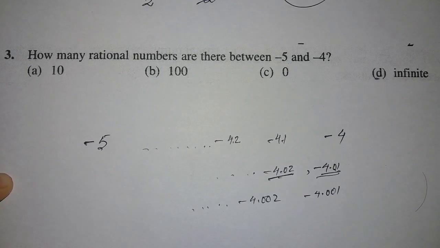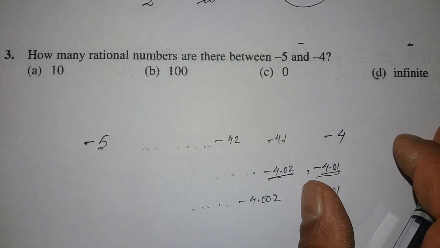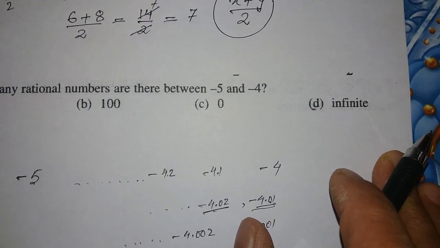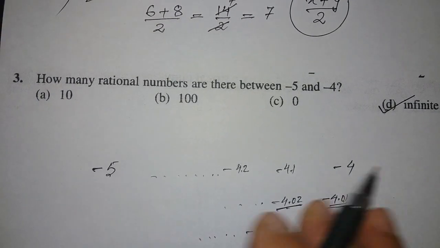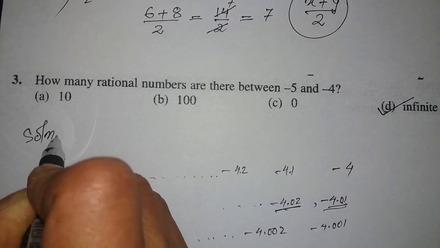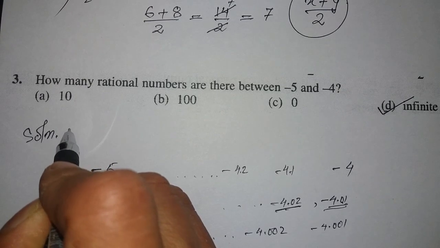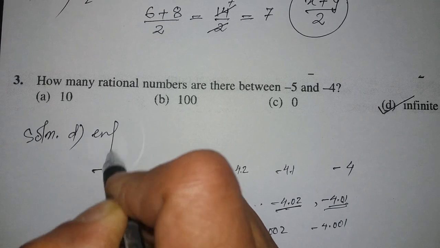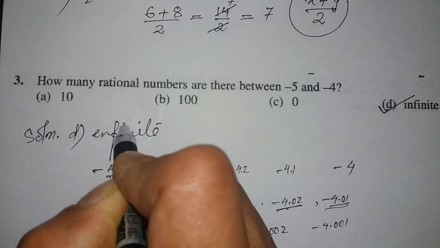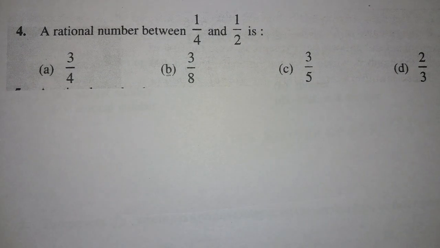So that means there are infinite rational numbers between any two numbers. So the answer is infinite number. So option D. So solution is option D. Okay, next we're moving on to question number 4.